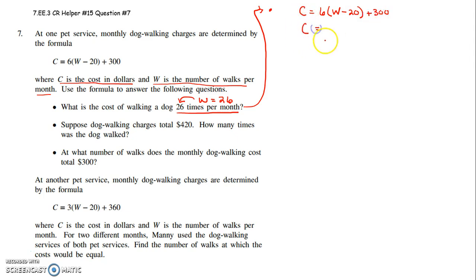So C equals 6 times, they're telling us to put in for W 26. You're going to get your dog walked 26 times. So 26 minus 20 plus 300. So now I just simplify this. 26 minus 20 is 6 plus 300. So the total cost, 6 times 6 is 36 plus 300.